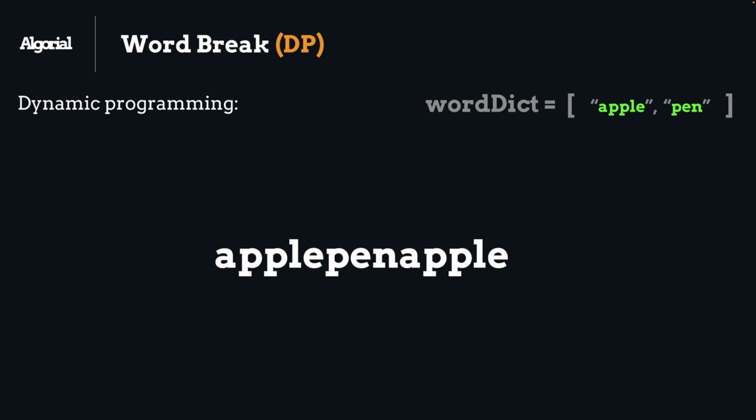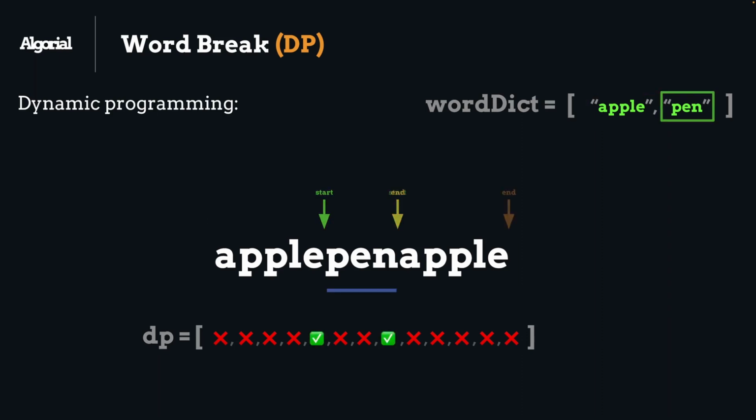But the idea this time is that we will have an auxiliary array which will be the same length as our string, and this array will be filled with false elements at first. We will switch those false values to true at each end index of any word match that we find. By doing so, if we check the last index in our auxiliary array and it is true, similar to the previous solution, we can conclude that we can break this string using the words inside of our dictionary.